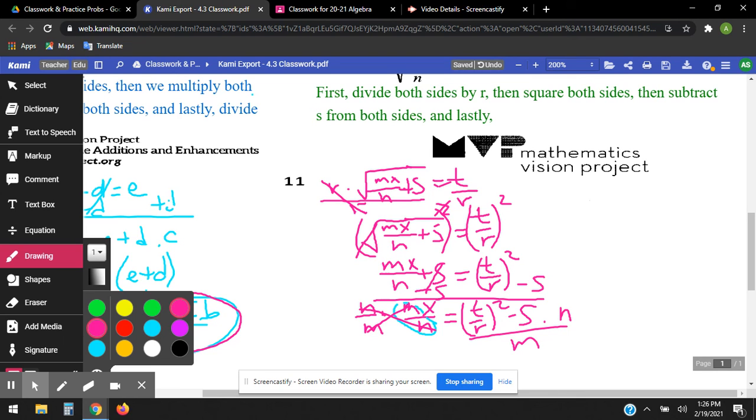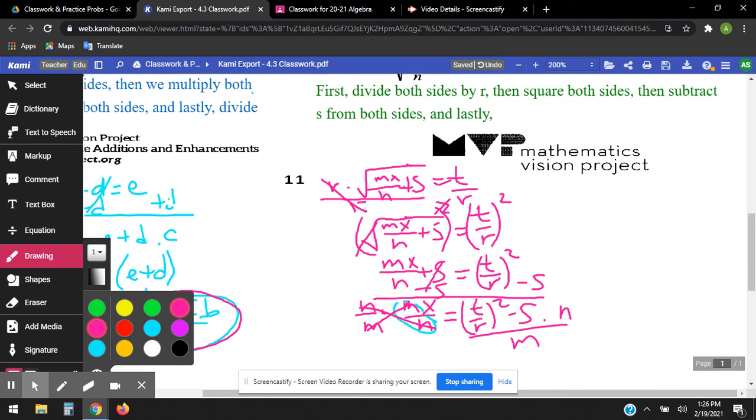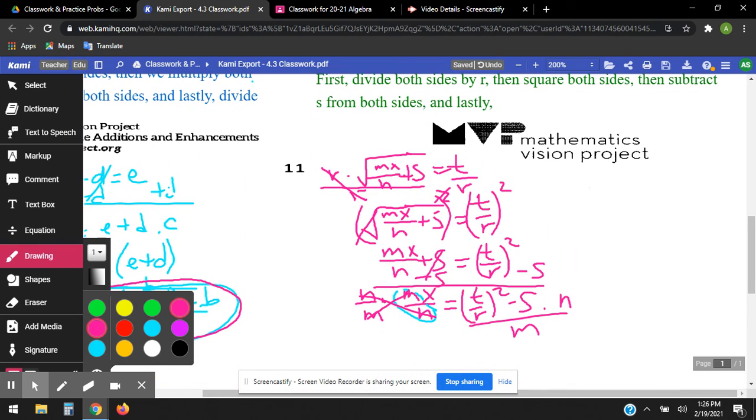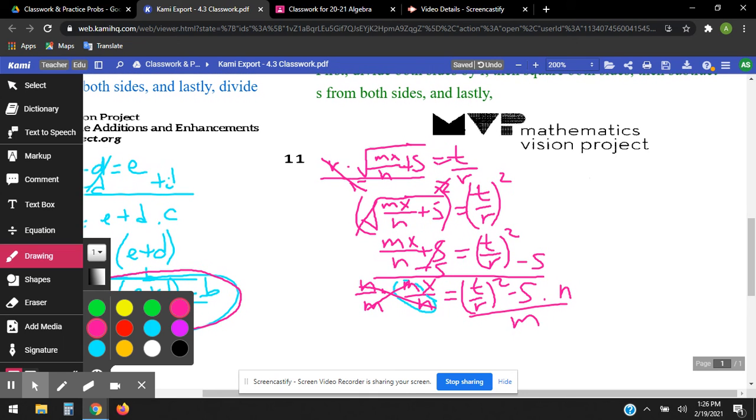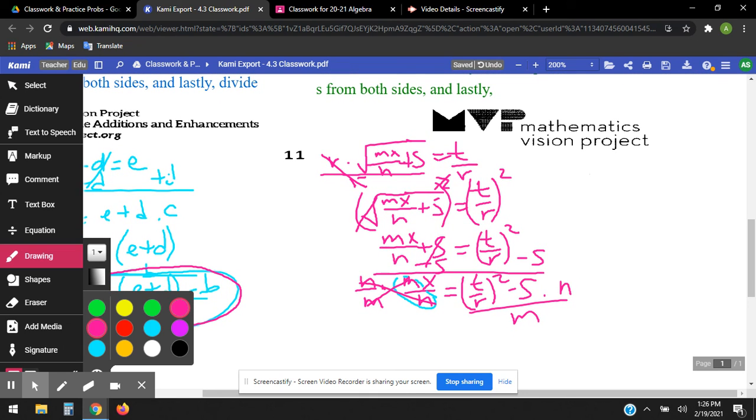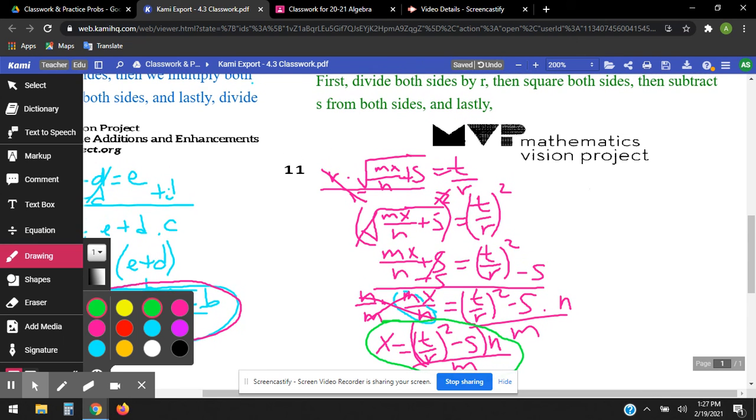And, right, we got both on there? Yep. All right, so how this looks, I'm going to scroll down so I can draw the equation, and then we'll type in what we need. So x equals t over r squared minus s times n all over m. So this is one ugly equation when it's done, but we have put x by itself.